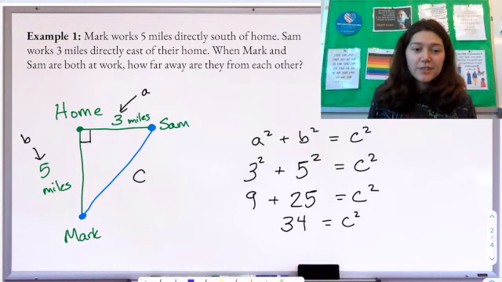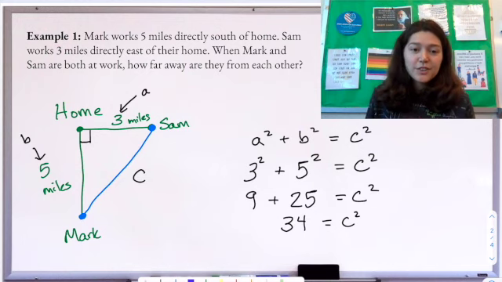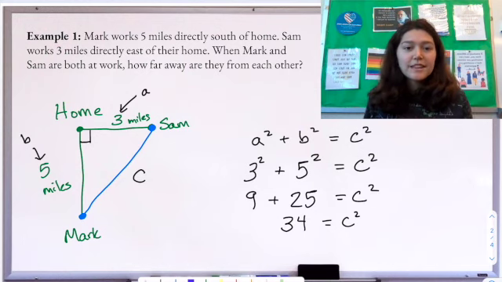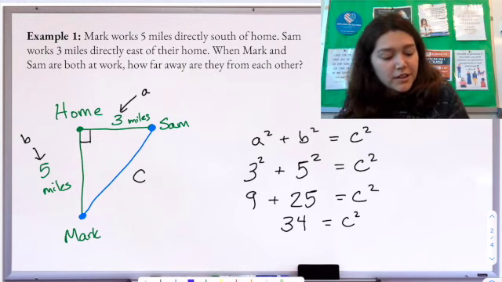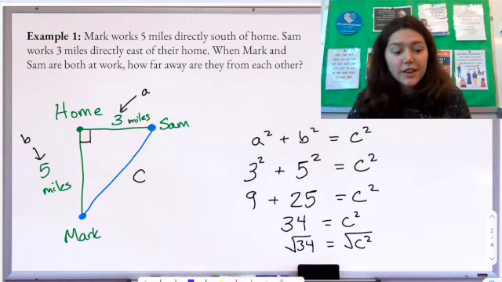I'm trying to solve for c, so I need to undo squaring something or use the inverse operation of squaring. So what's the inverse operation of squaring? How do I undo squaring something? Perfect, we take the square root. So we're going to take the square root of both sides, because of course if we do something to one side of an equation, we have to do it to the other. And then we're going to get, technically we get plus or minus the square root of 34. We could get the positive or the negative root when we have it set up in this sort of equation.